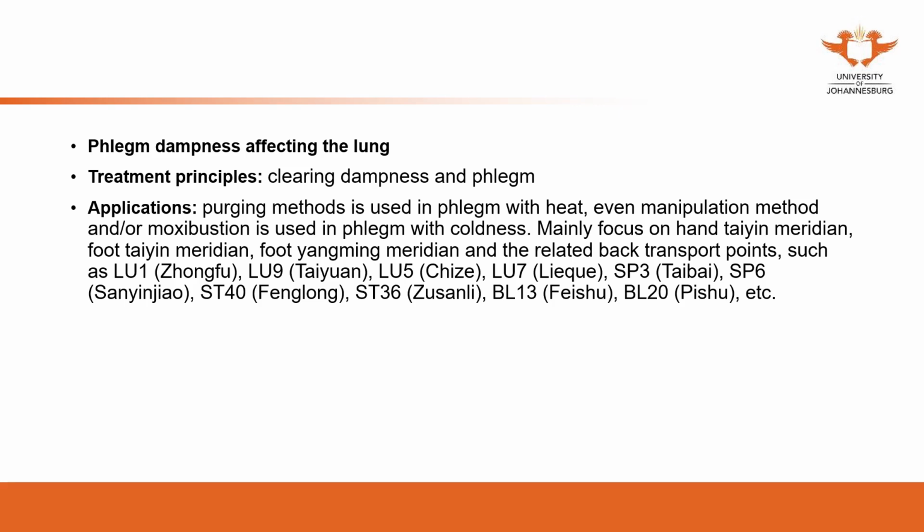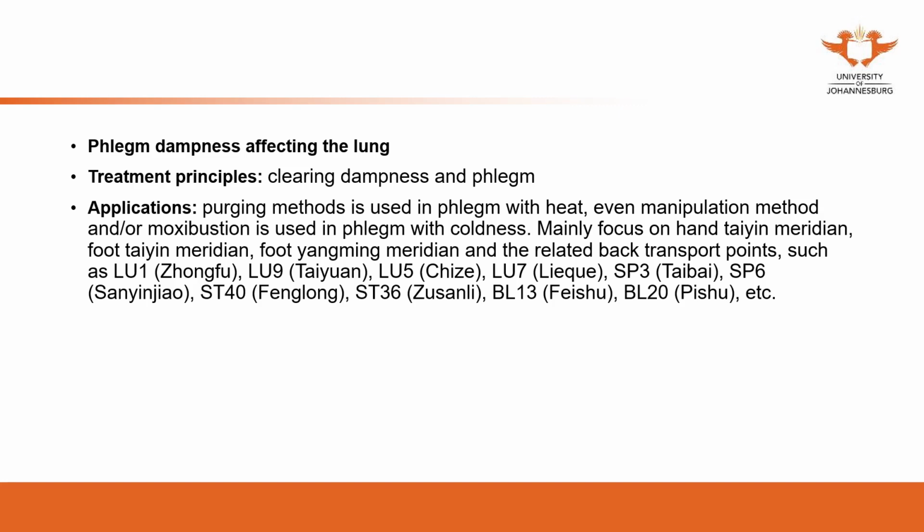Lung 1, lung 9, lung 5, lung 7, spleen 3, spleen 6, stomach 40, stomach 36, stomach 13, bladder 20. Spleen 3 and spleen 6 are on the spleen meridian. Bladder 20, 脾腧, 脾 is the spleen. So bladder 20 also can be used for the spleen, especially for spleen deficiency.